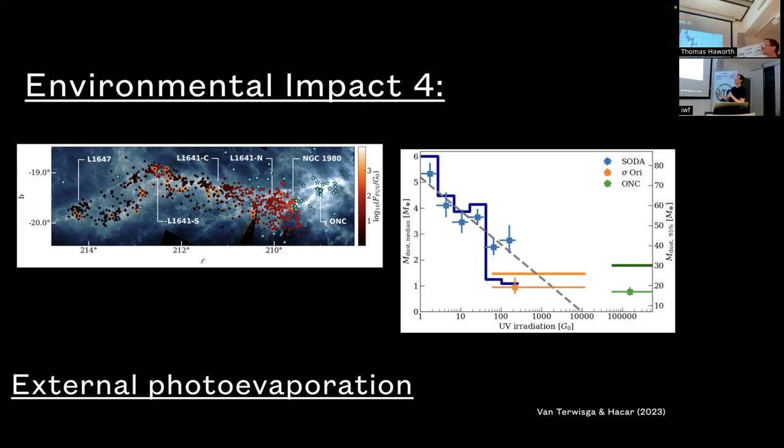So this is quite cool because it tells us that you don't just need to be near an O star to have an effect of the radiation on the disk. Even down to weak UV fields, what the radiation environment is matters.